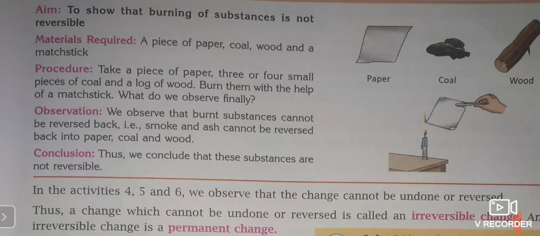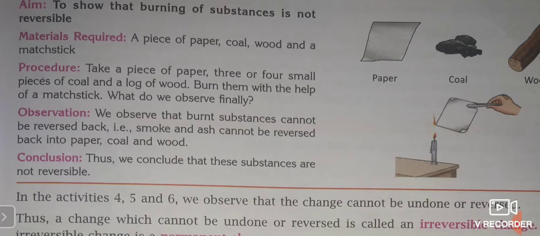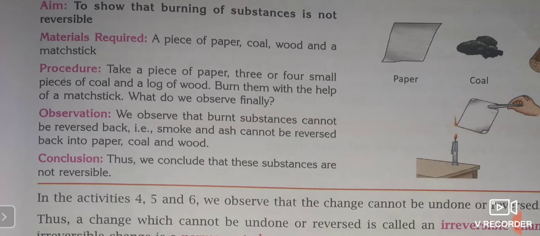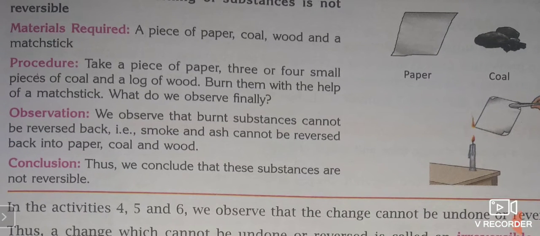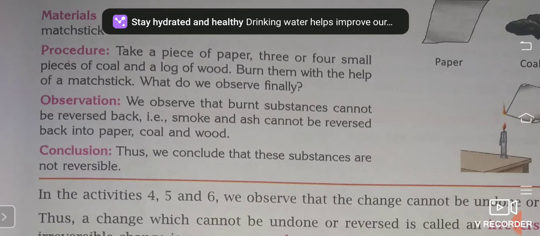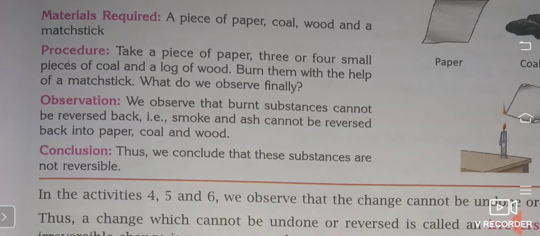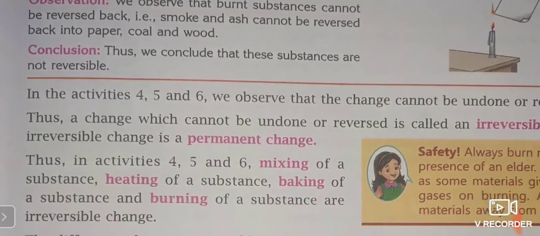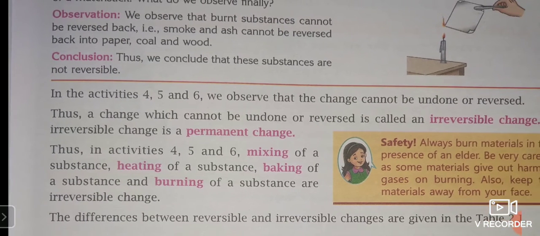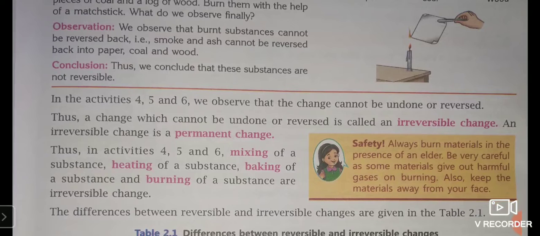Log of wood, again, log of wood will first get converted to charcoal if you extinguish the fire in between after some time of burning of wood. And if you keep on burning the wood, it will get converted to ash. So we have observed that burnt substance cannot be reversed back because smoke and ash which is produced cannot convert back into paper, coal, or wood. Thus, we conclude that these substances are not reversible. So, from activity 4, 5, and 6, we observed that change cannot be undone or reversed. Thus, a change which cannot be undone or reversed is called irreversible change, and irreversible change is a permanent change.